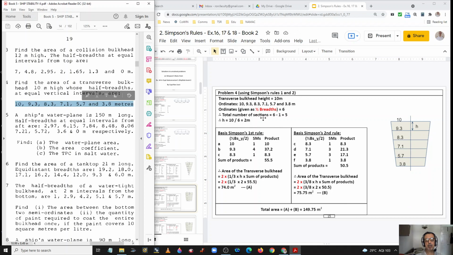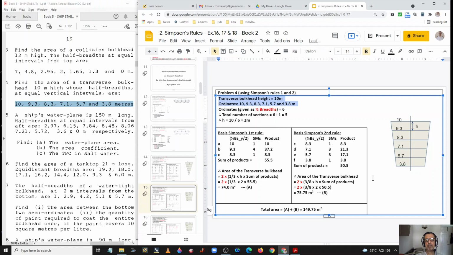This is the information that we have as given in the problem. Remember that once again it is half breadths or semi-ordinates. And how many semi-ordinates do we have? 6. Therefore, the total number of sections we have are 5.